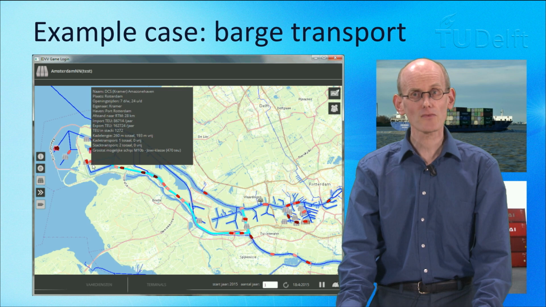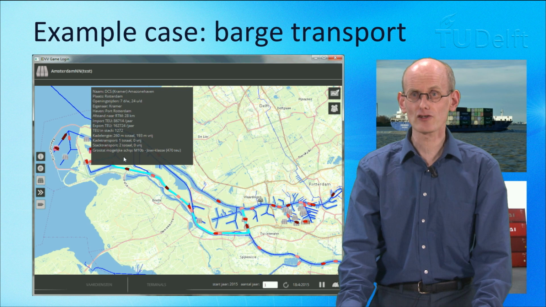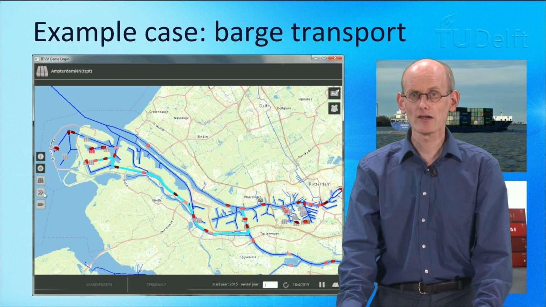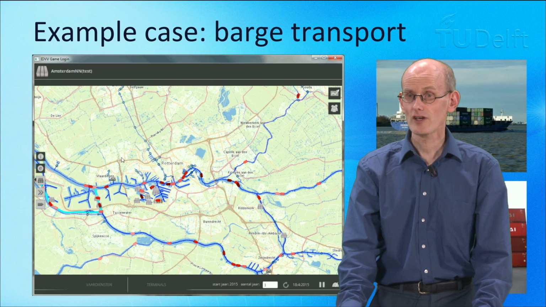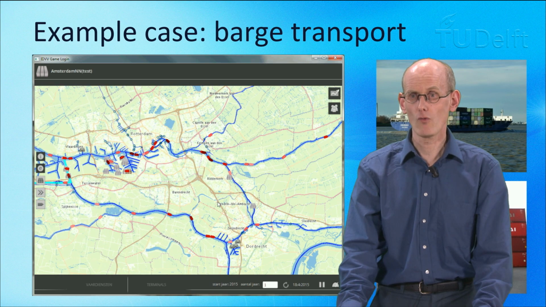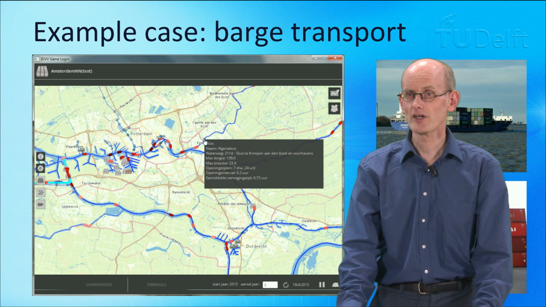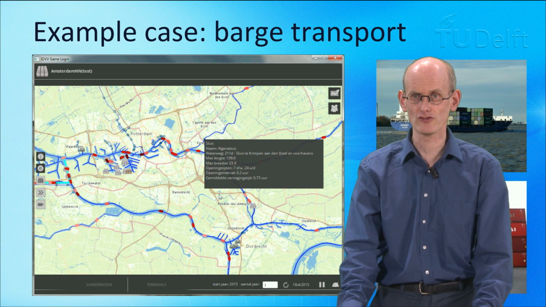We can also see information about the terminals. This means that we can look at the stack positions in the terminals, how many containers are stored, how many quay cranes and other types of cranes they have, and we can look at all kinds of other information. One of that is the locks and bridges. I just clicked on one of the pointers on the left-hand side to turn on the information on bridges and locks. The locks and bridges can also be queried, and we can see, for instance, whether certain types of ships would be able to sail through those particular locks and bridges.